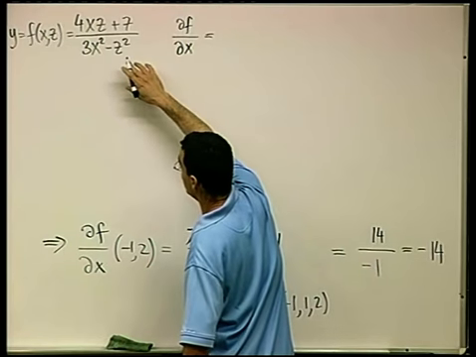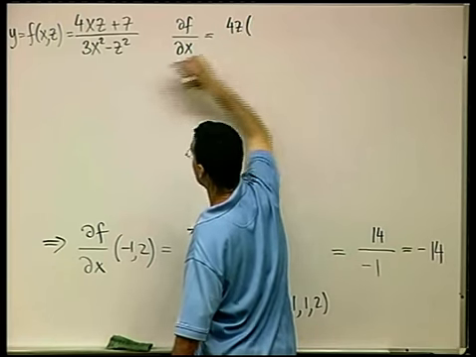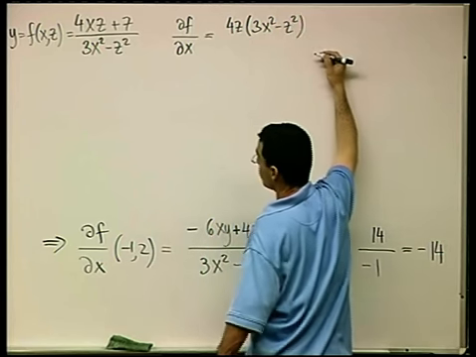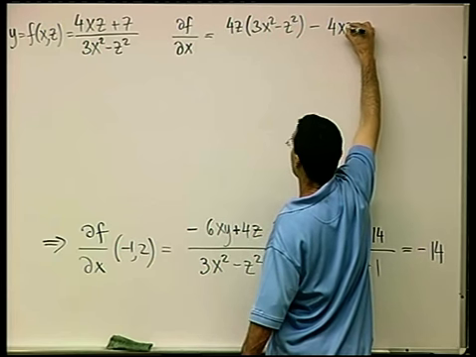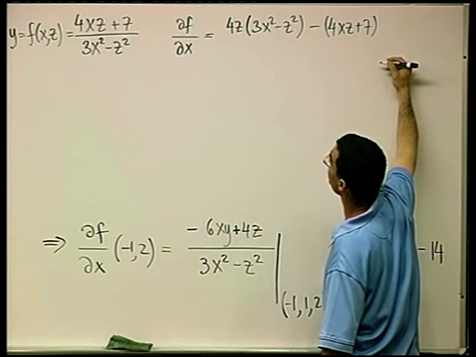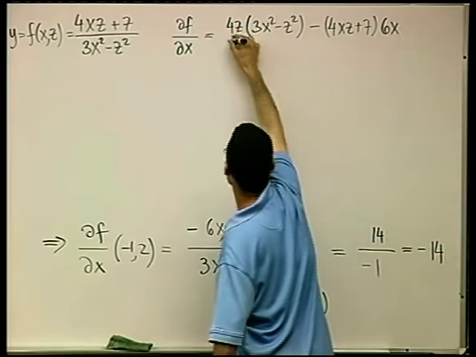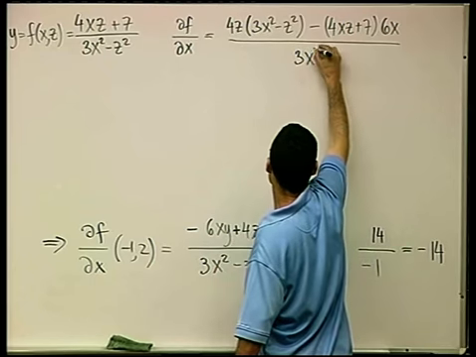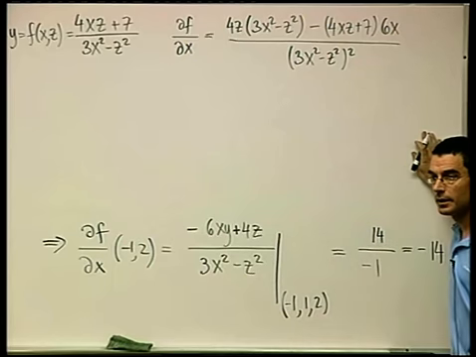So I'm using the quotient rule. So I have 4z times the bottom, 3x² − z², minus the top, 4xz + 7, times the derivative of the bottom with respect to x. So it's what, 6x, right? Please verify that I'm not making any stupid mistakes here. Divided by (3x² − z²), all of this squared, right?